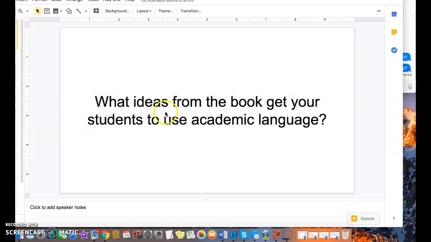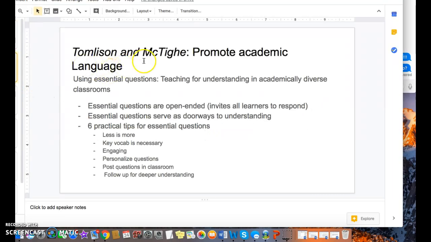All right, what ideas from the book get your students to use academic language? So, the first is in Tomlinson and McTighe, promote academic language. So using essential questions and teaching for understanding in academically diverse classrooms. Essential questions are open-ended, which invites all learners to respond. Essential questions serve as doorways to understanding.